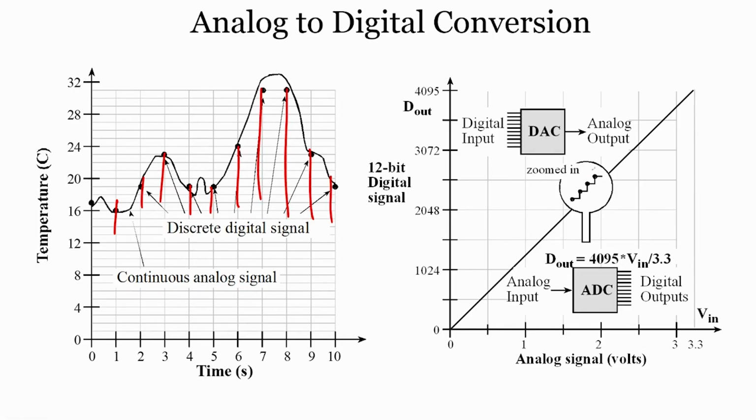If you just see here analog input, digital outputs, if you zoom in, this looks linear, right, but when you actually zoom in, what you find is there are a lot of steps in between. Same way digital input and it gives you analog output, it is called DAC. This analog signal versus digital signal for a 12-bit digital signal, you can see the plot.